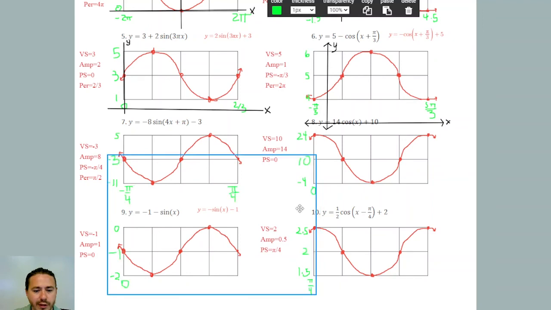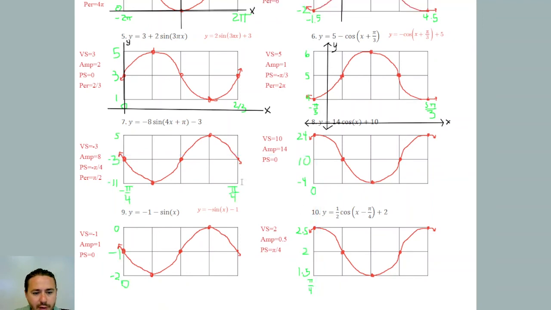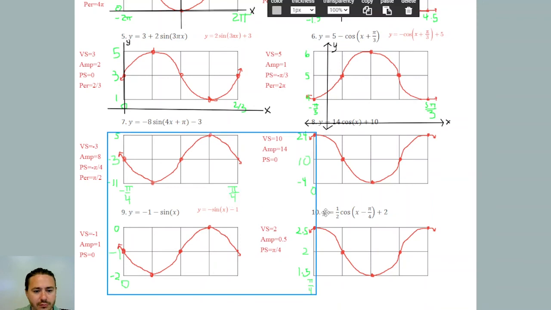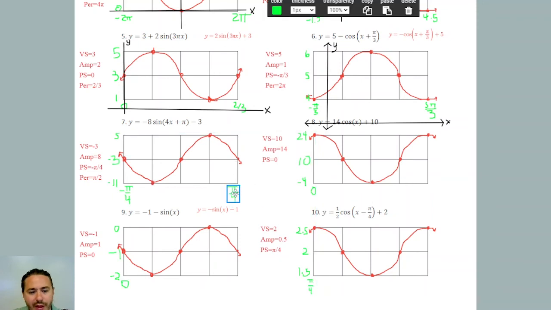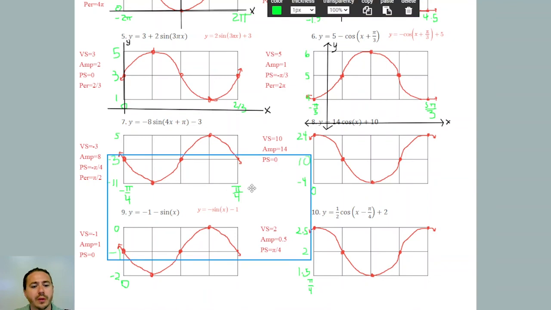Whoa, I don't want to move all that stuff. Why'd you grab all that? No, I just want this. All right, well, that will have to, oh, there we go. I can just do that. Cool. I didn't know I could do that.